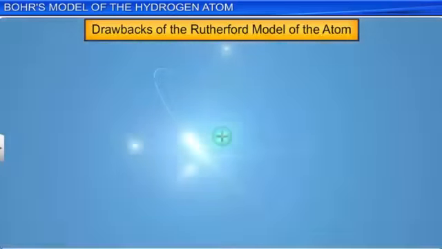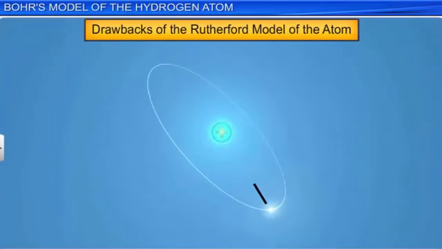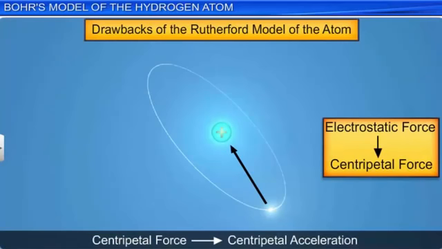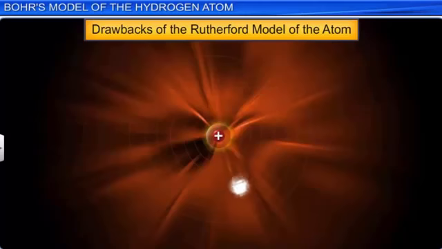The electrostatic force between the electron and the nucleus acts as the centripetal force on the electron, because of which the electron gains centripetal acceleration. According to the classical electromagnetic theory, an accelerated electron should continuously lose energy as it emits radiation in the form of electromagnetic waves. As a result, the electron would spiral inward and eventually fall into the nucleus, and thus make the atom unstable.